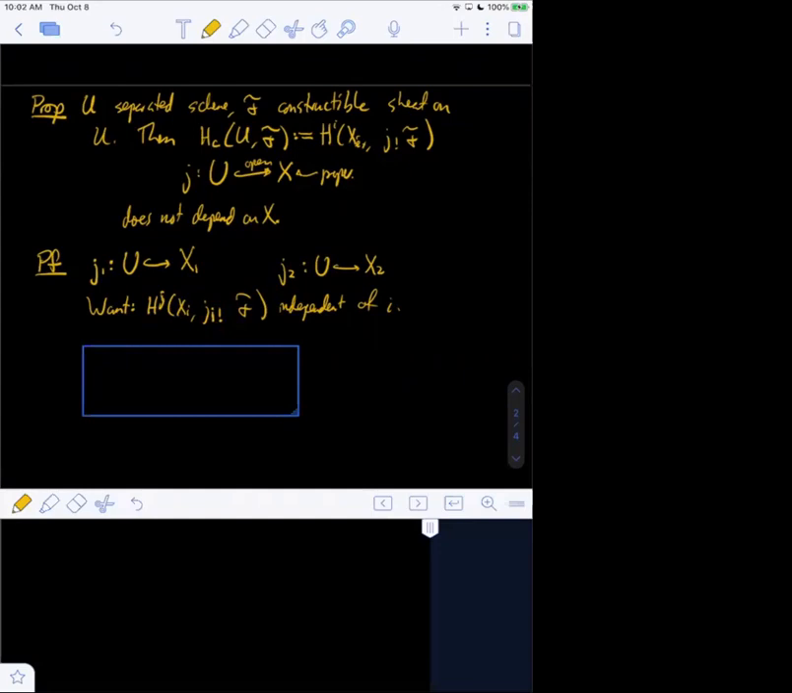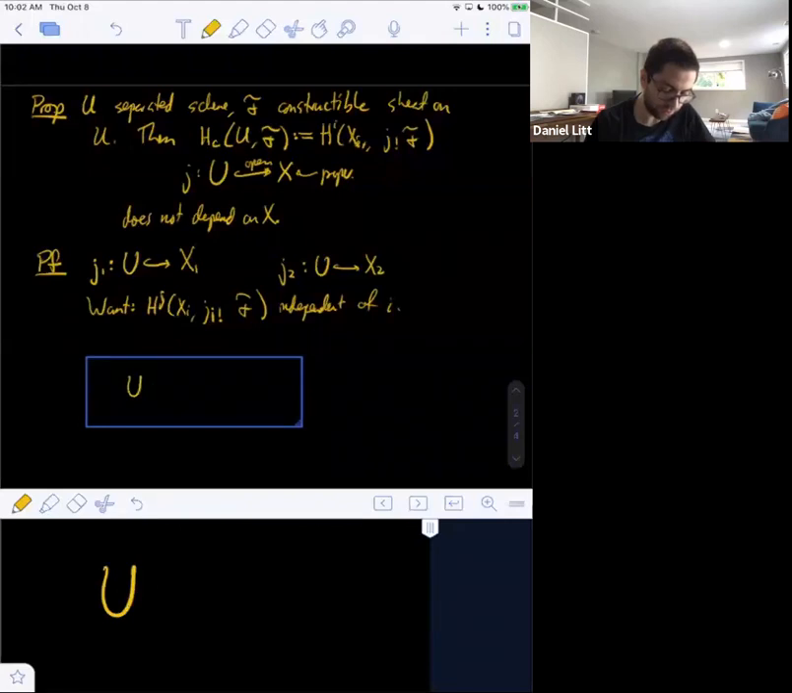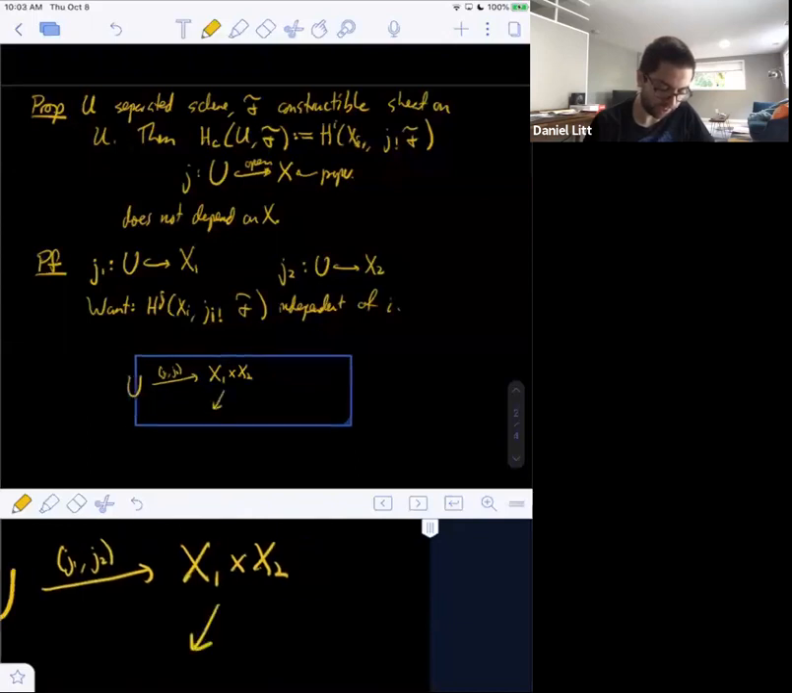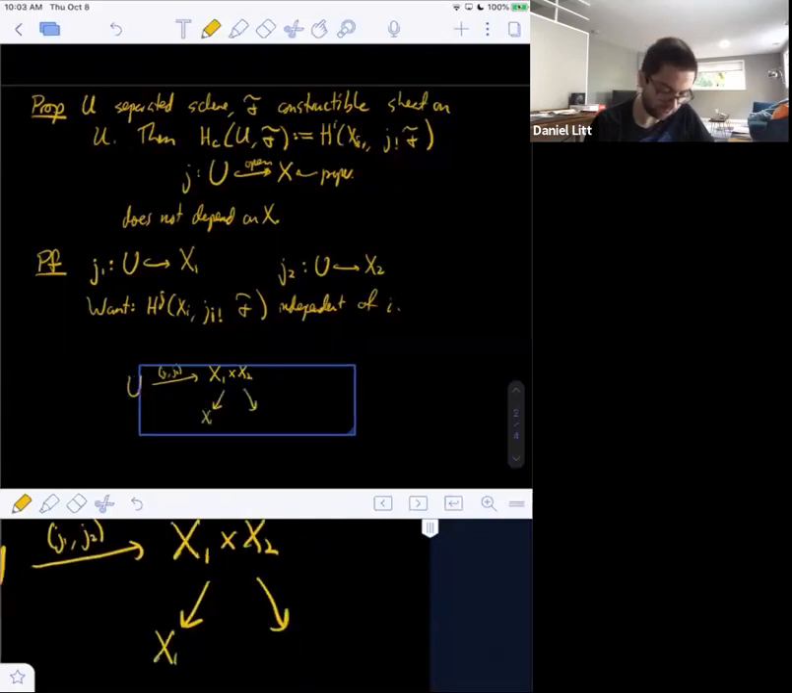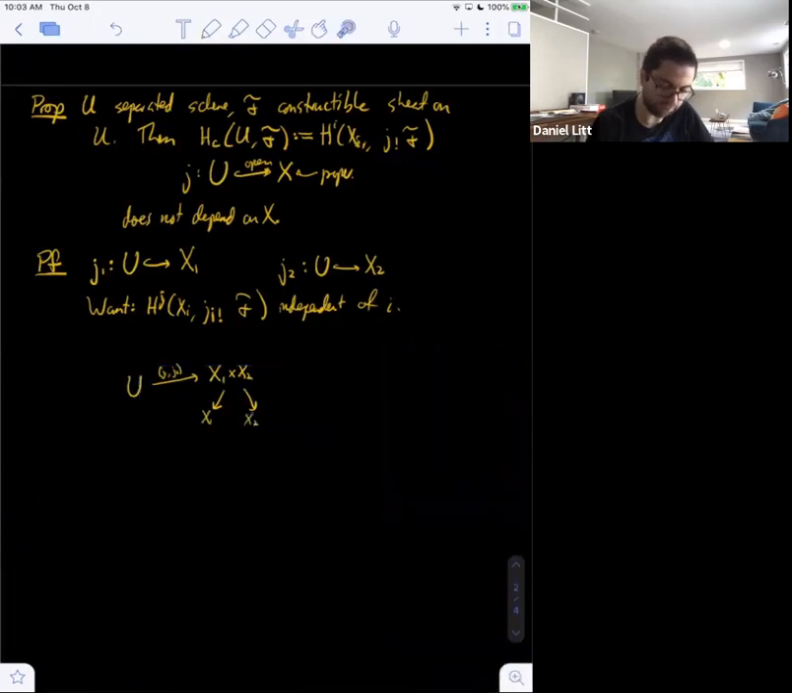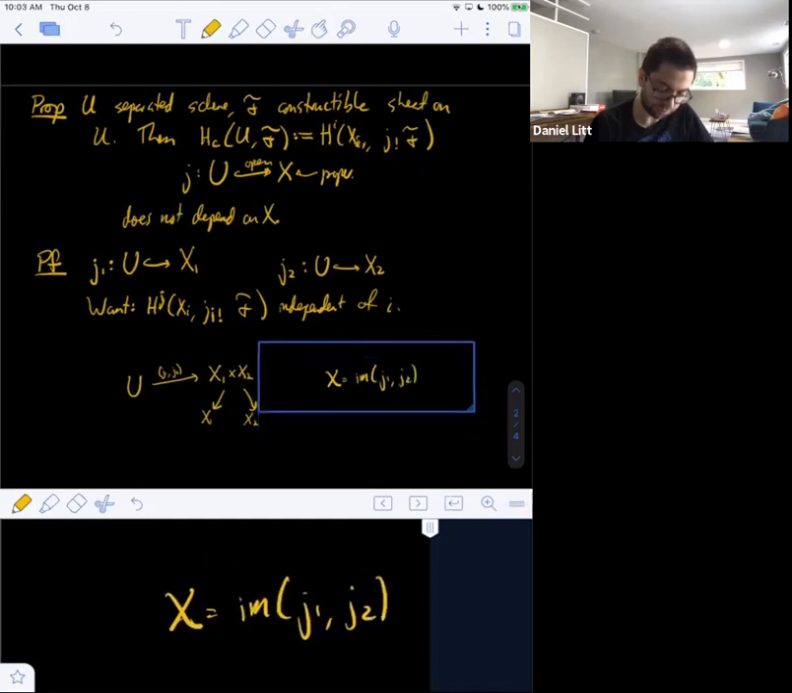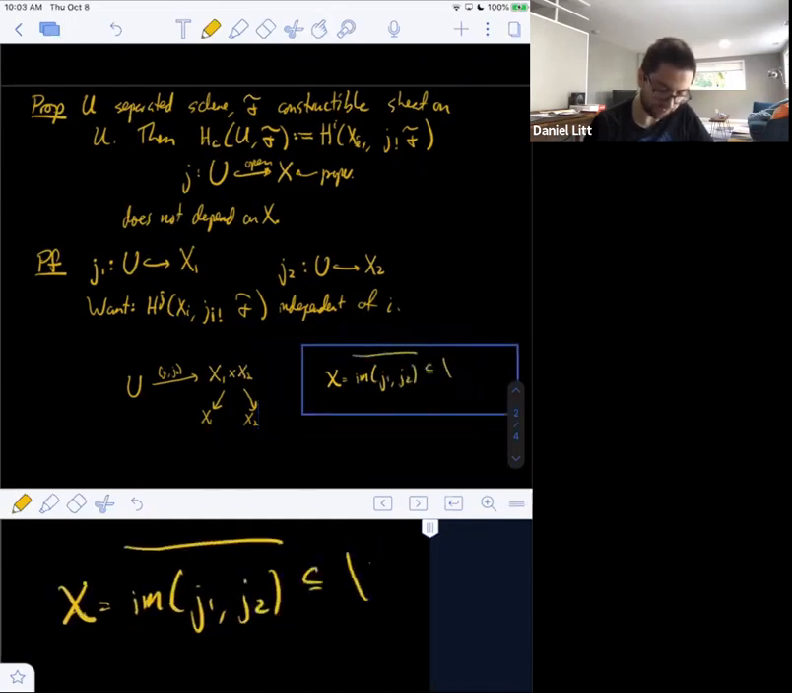Can we embed U into the product of X1 and X2? Yeah, that's a great idea. So let's take U going to the product of X1 and X2, just given by (j1, j2). And then this projects down to both X1 and X2. The only problem is that this map is not open. So what we're going to do is set X now to be the closure of the image of (j1, j2), inside of X1 cross X2.